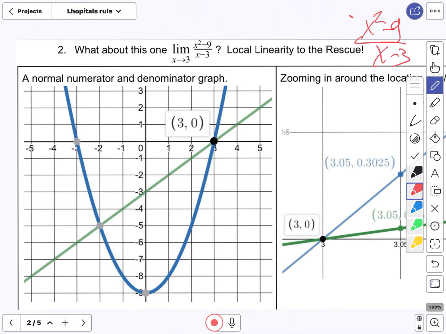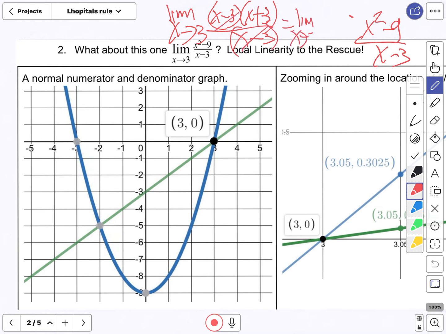Now, for this one, if we're going to do this limit algebraically, the limit as x approaches 3 would be x minus 3, x plus 3 over x minus 3. That would divide out, so that would just be the limit as x approaches 3 of x plus 3. And what would we end up with? 3 plus 3 is 6.